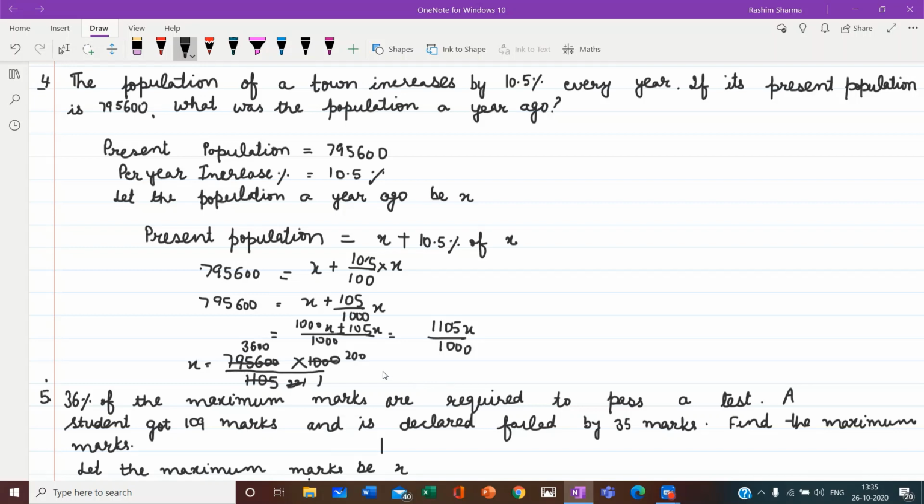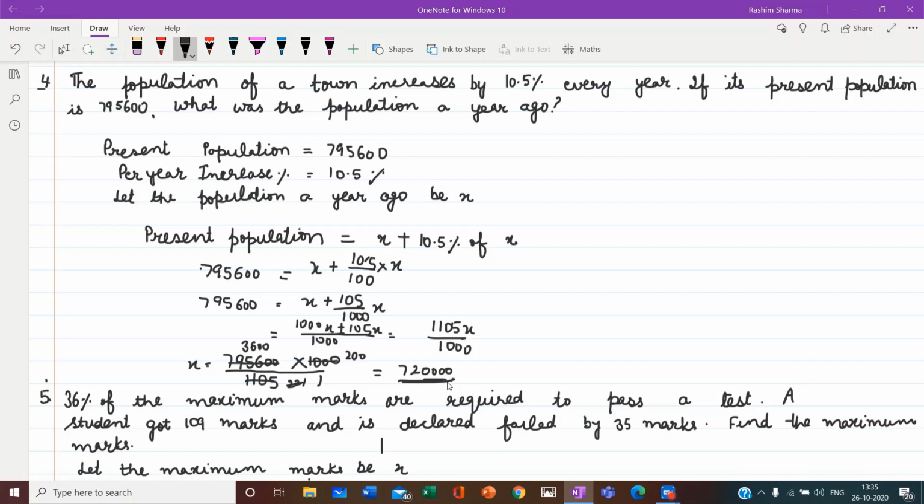So 3600 into 200, it becomes 72 with 4 zeros here. Okay, so it is 7,20,000 is the population 1 year ago.